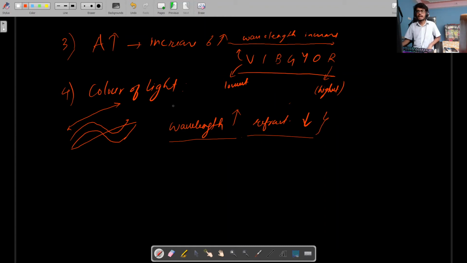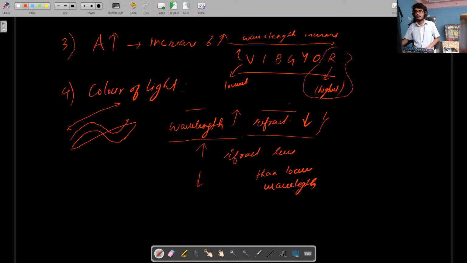Whenever there is a higher wavelength, the refractive index will be low, which means a higher wavelength light will refract less than a lower wavelength light. You should be able to infer this after studying all this. So when wavelength is high, refractive index is low. The highest wavelength, which one is that? The red one will undergo the lowest refraction, because it has the highest wavelength but the lowest refractive index.